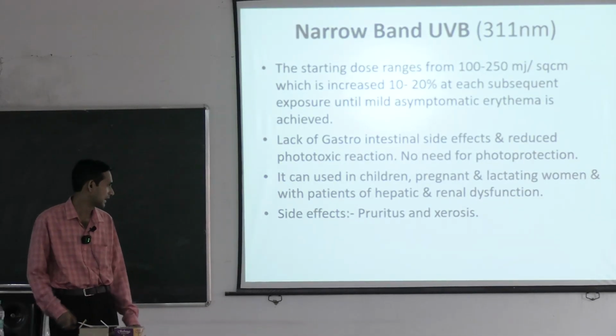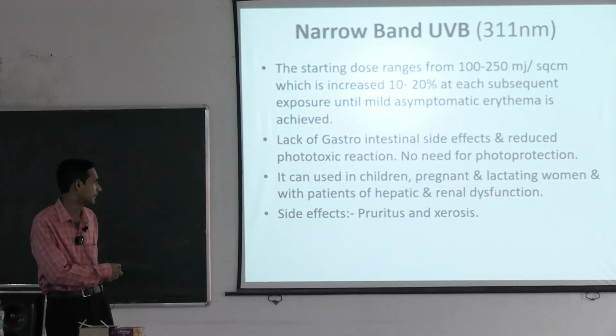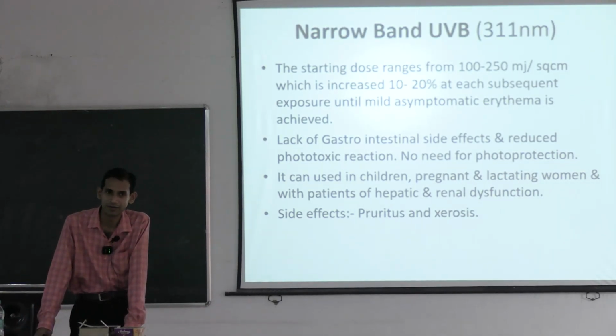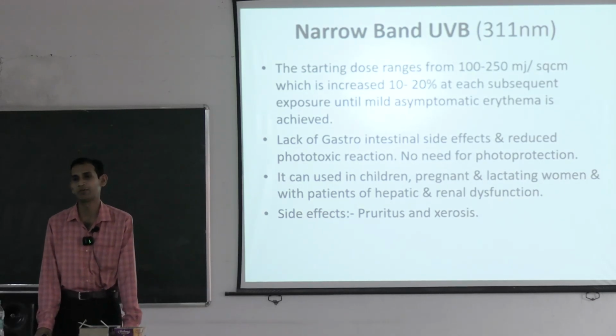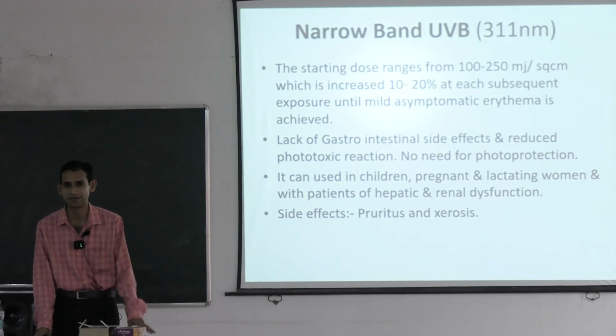It is safely used in children, pregnant and lactating mothers, and patients with hepatic and renal dysfunction. So it can be safely given in small children, in pregnancy or lactating mothers, and also in patients with hepatic or renal dysfunction. Narrowband UVB therapy can be given. So narrowband UVB therapy is one of the most important treatments for vitiligo involving more than 20% of body surface, in both adults and children, and also in cosmetically sensitive areas.